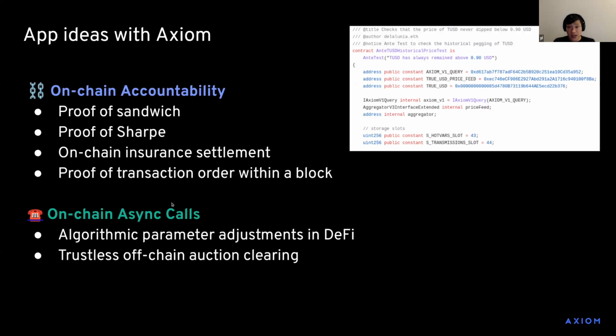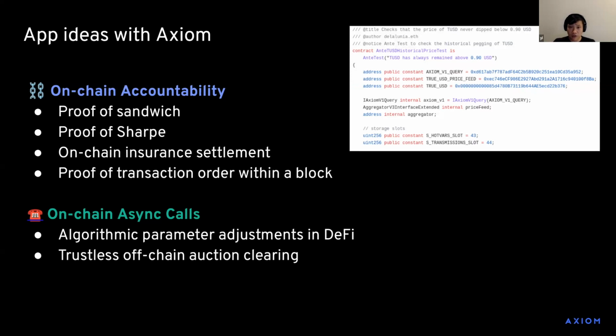Finally, just to be a little bit more expansive, Axiom actually provides a way to do arbitrary on-chain asynchronous calls to off-chain compute. So we think this can be useful for adjusting DeFi parameters based on historic price trajectories. As an example, if you're running a lending protocol and one user keeps getting really close to being liquidated, maybe you should adjust their LTV threshold.